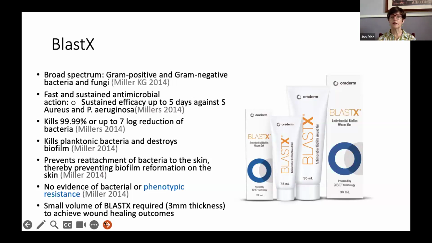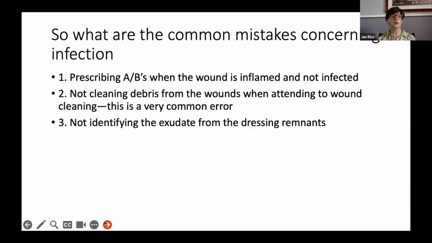But this product is certainly available in pharmacies, most pharmacies. I think the company started looking at Terry White pharmacies first. So if you have one of those, you're probably able to get it. But otherwise, you can, again, look up Oroderm and contact a rep and find out where the nearest place is that sells it in your area.